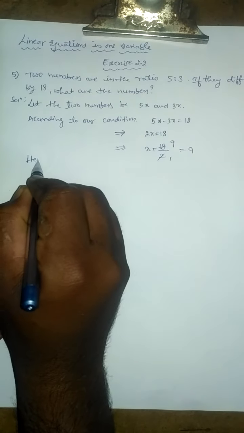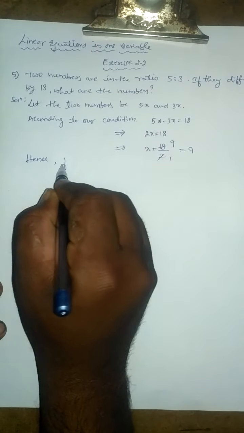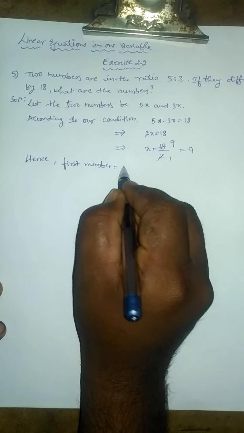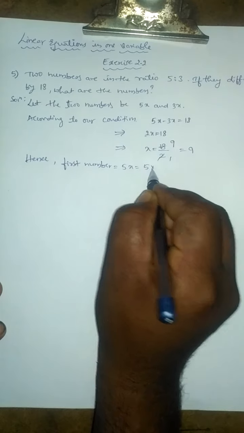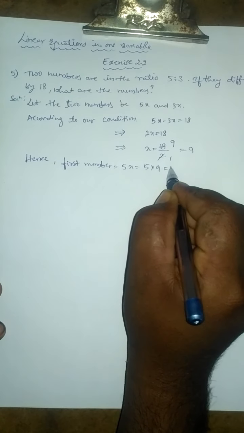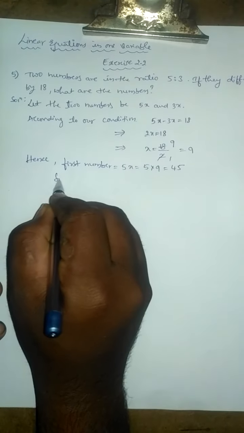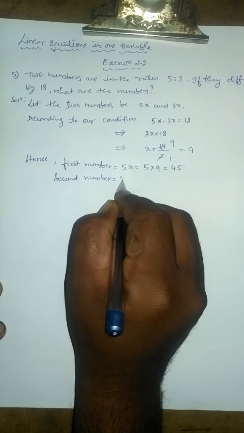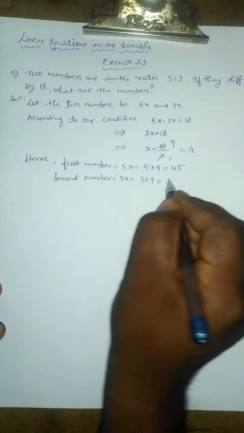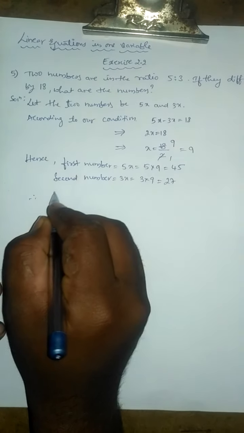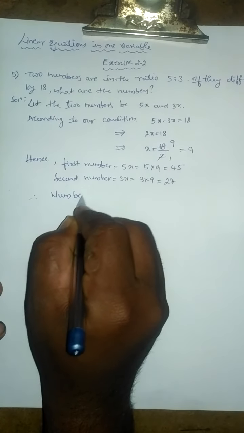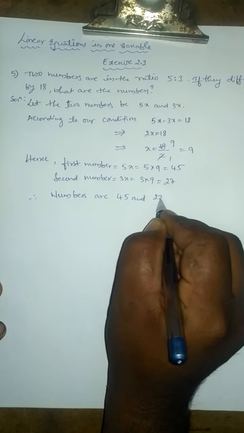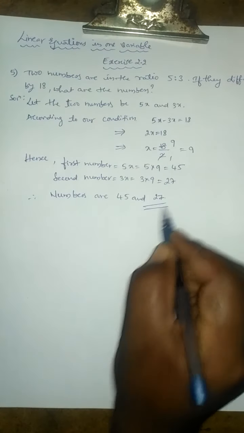Hence, what is the first number? The first number is 5x. So 5 I write as it is, and the x value is 9. So 5 nines are 45. The second number is 3x, so 3 into 9. 3 nines are 27. Therefore, the numbers are 45 and 27. So this is our required result.